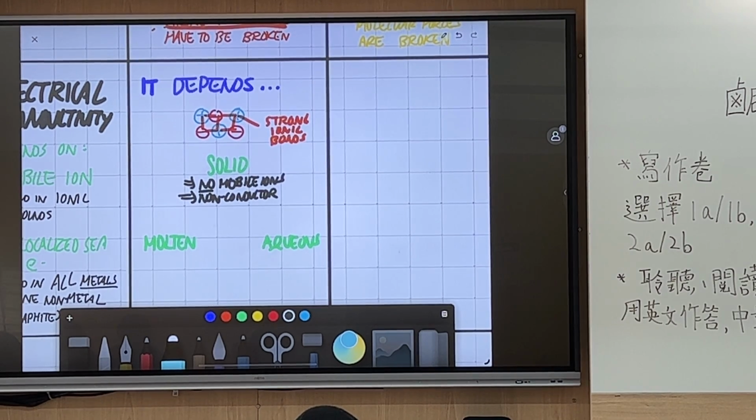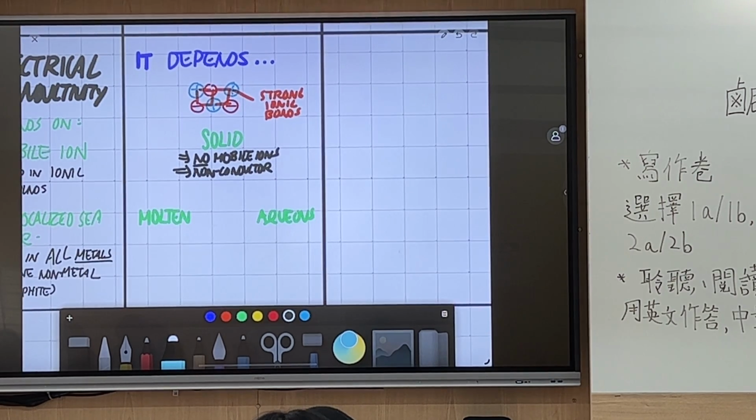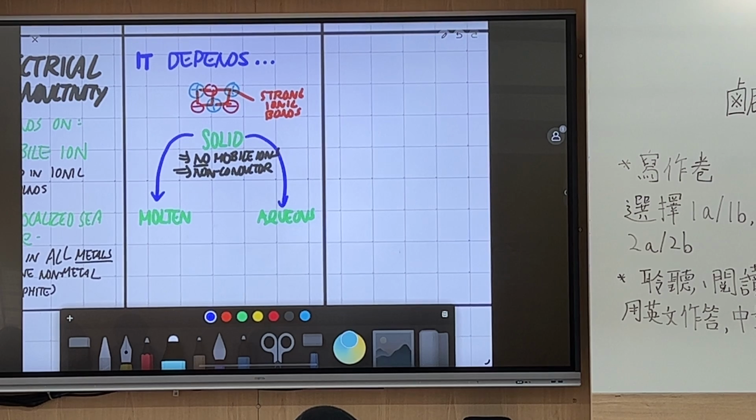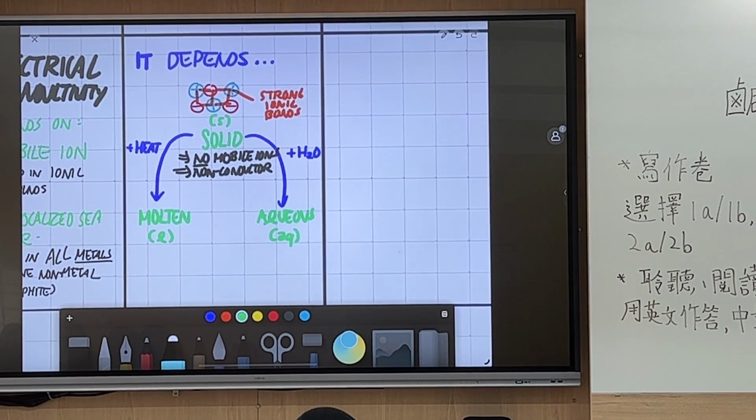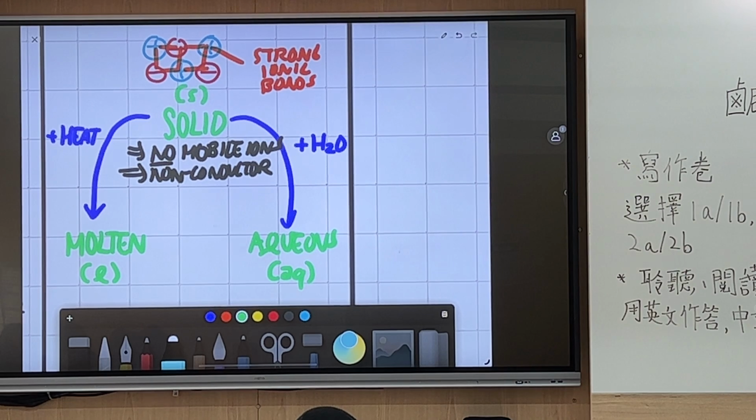But then we can do two things. Number one, we can add water on the right, or we can add a lot of heat to get to molten state and aqueous state. Write down the state symbol. You will see state symbol very, very soon when we balance diffusion. Bracket S means solid.